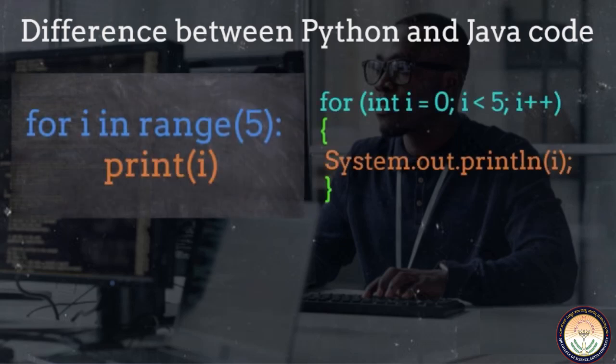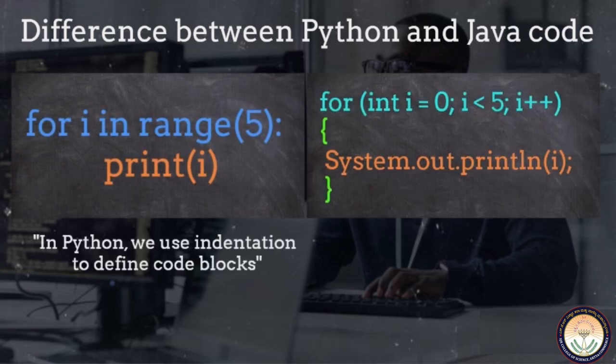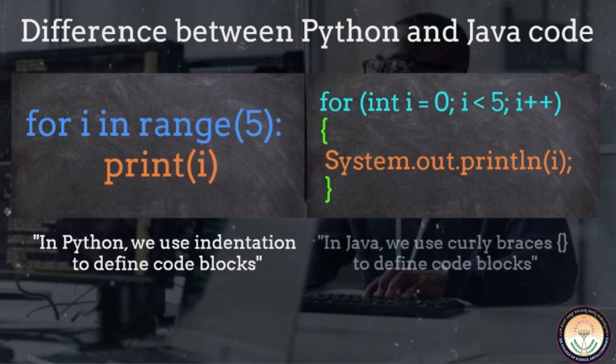Difference between Python and Java code. In Python, we use indentation to define code blocks. In Java, we use curly braces to define code blocks.